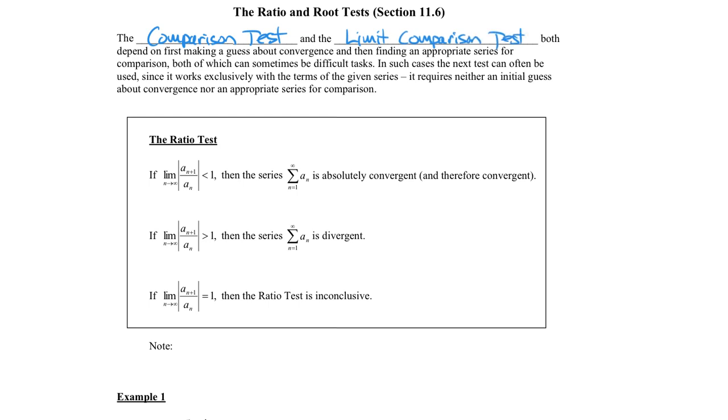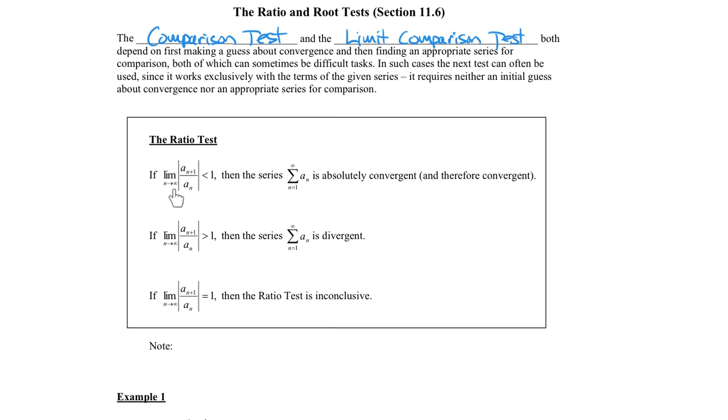Both of these depend on first making a guess about convergence, right? So we would talk about, like, long term, what do we think this series is going to behave like, then finding an appropriate series for comparison, both of which can sometimes be difficult. So in these cases, the next test can often be used since it works exclusively with terms of the given series. So it requires neither an initial guess about convergence nor an appropriate series for comparison. So it's kind of an easy test to use, and it's called the ratio test.